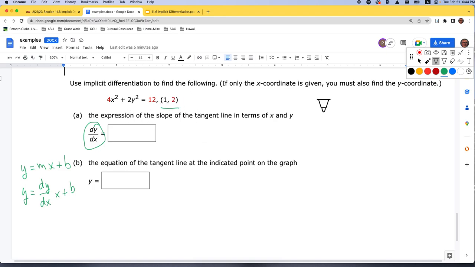Okay, dy dx, what are we at? So we've got 4x squared plus 2y squared equals 12. Let's take its derivative term by term. When you take the derivative of 4x squared, that gives us 8x to the 1 power, right? So we're okay with that. Take the derivative, and that's it. No product rule, nothing there. Take the derivative of 2y squared. 2 comes down, 4y to the first, and the marker. That's where the dy dx is. Derivative of 12, 0. Remember to put that 0.